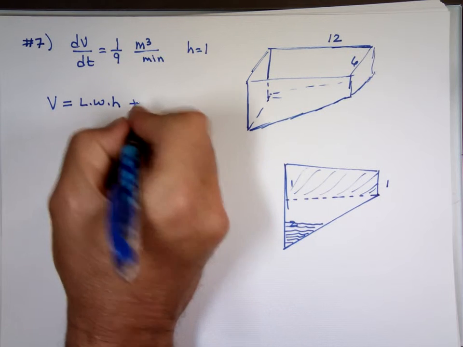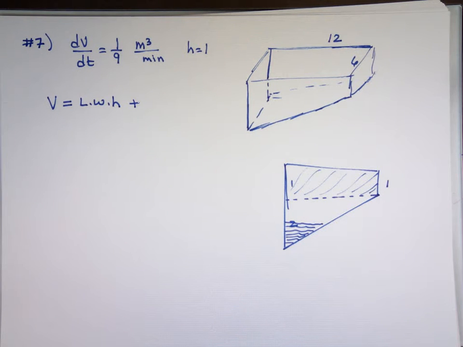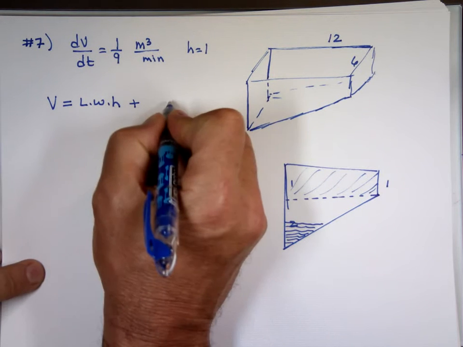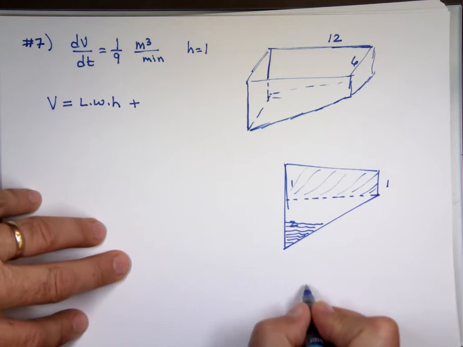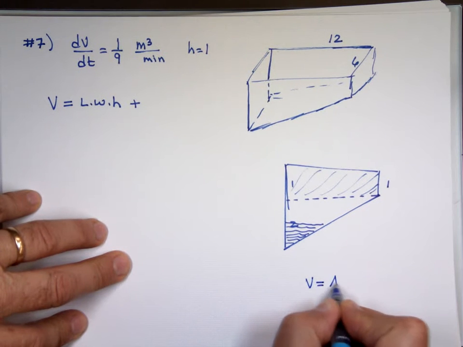What about the bottom part? It's a triangle, okay. What's the volume of a triangle? Well, that's the area, 1/2 base times height, right? I'll give you a little hint: the volume of any shape is the area times the height.